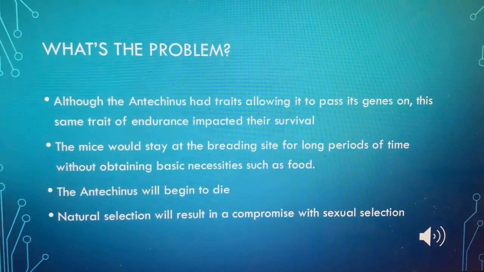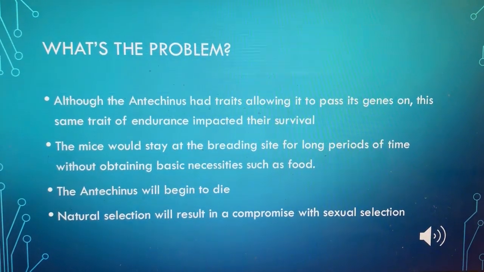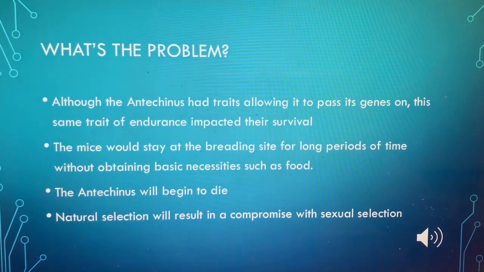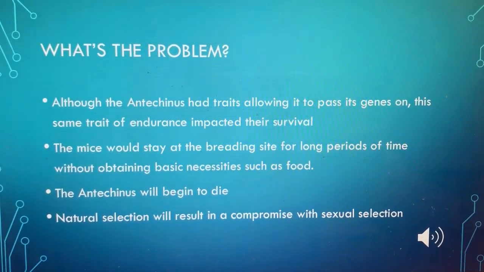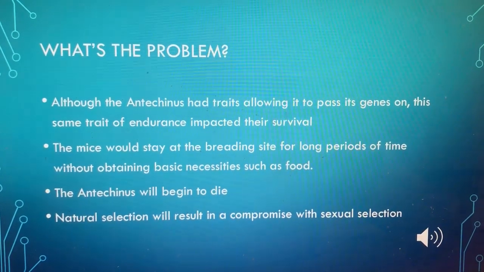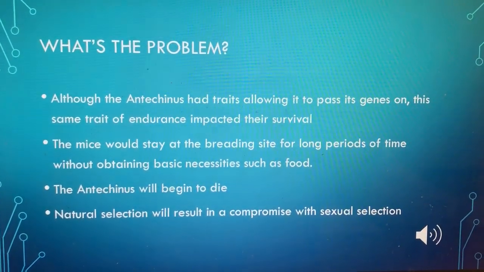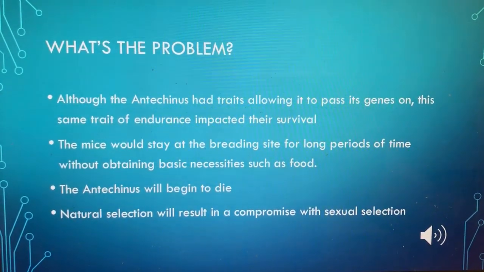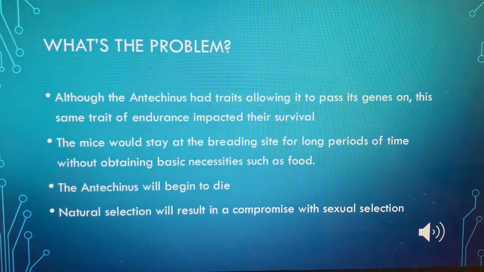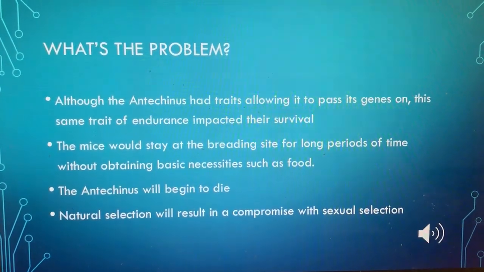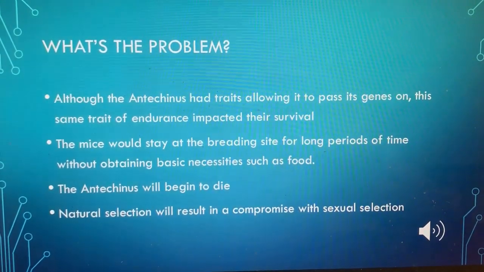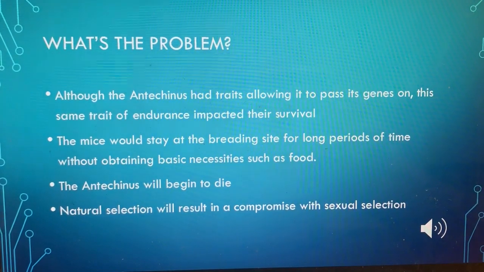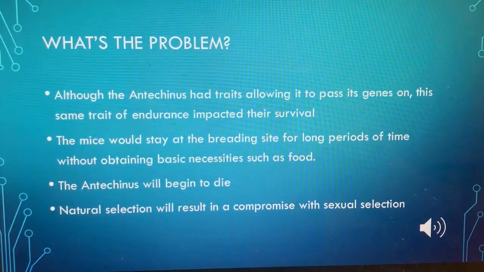Now, what is the problem with this? Well, the genus experiences a clash between sexual selection traits and natural selection because its endurance is so high that it impacts its survival. The Encinias will not leave the breeding site to obtain its essentials such as food and water, and eventually they will begin to die off. Natural selection will then form a compromise with sexual selection, resulting in less endurance, but it will not completely disappear.